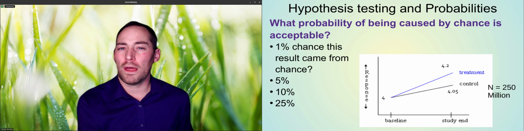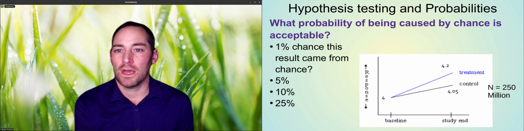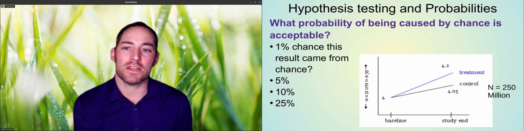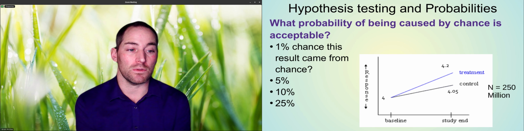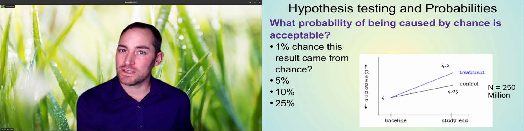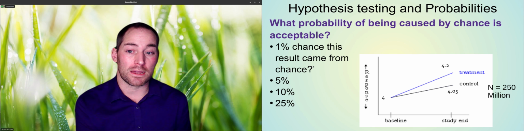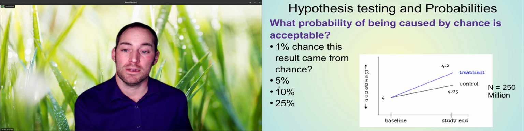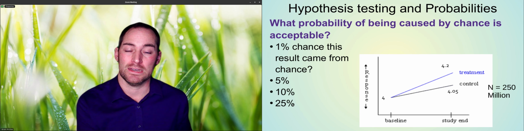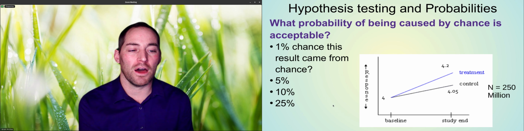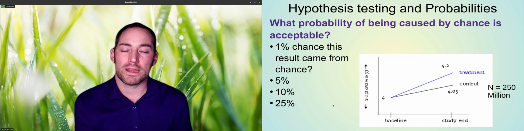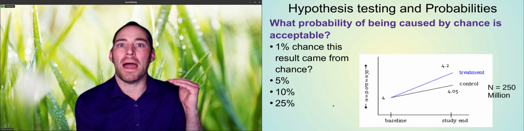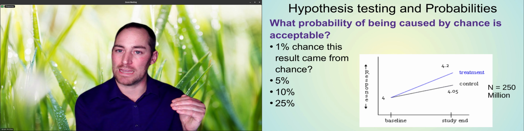All right, so when you're thinking about this, what probability of being caused by chance is acceptable to you? A 1% chance this result came from chance, or is that too big? A 5% chance? A 10% chance? What about a 25% chance? So think on your own. What is the maximum that you would accept?